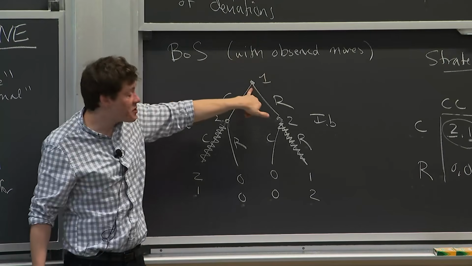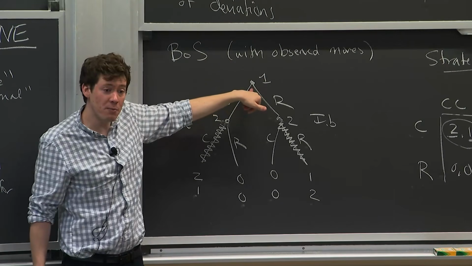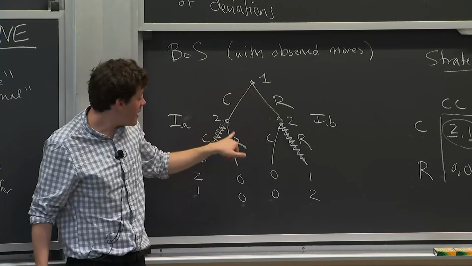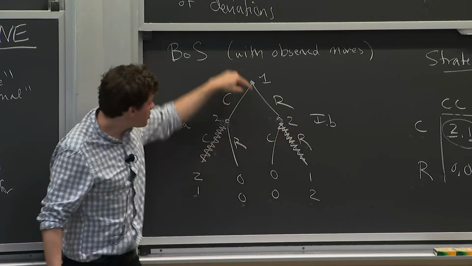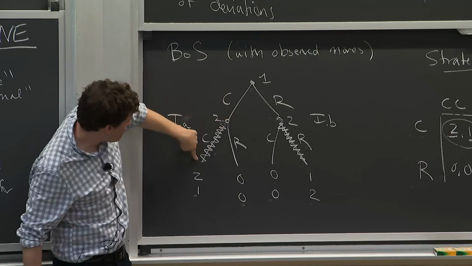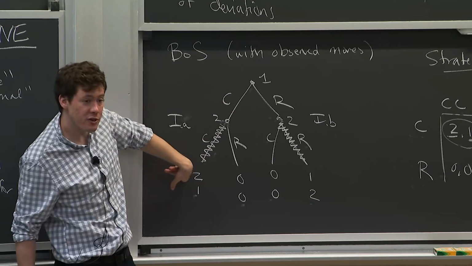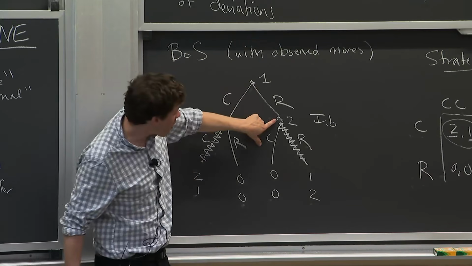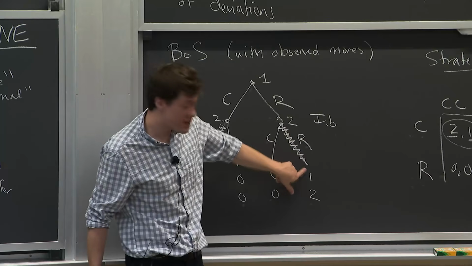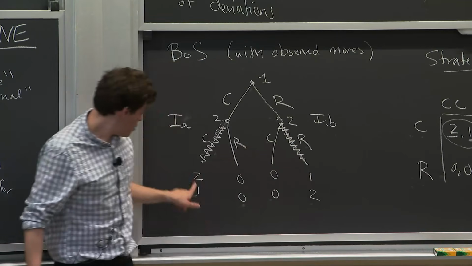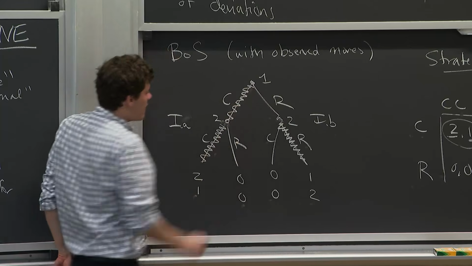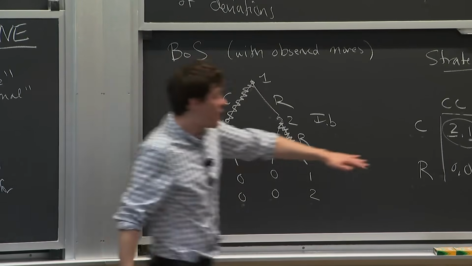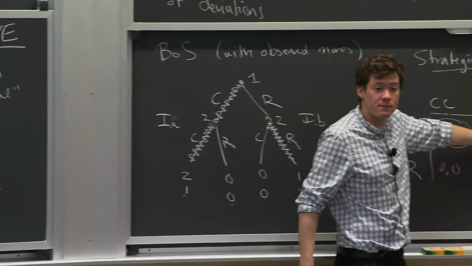And now we can say, well, suppose I'm player 1, and I'm choosing how to play. I'm anticipating how player 2 is going to play at each of these contingencies. So if I choose C, I anticipate we'll go down here, and I'll get a payoff of 2. And if I choose R, I anticipate player 2 will do this, and I'll get a payoff of 1. 2 is higher than 1, so I'll go here. And sure enough, we've exactly identified this special Nash equilibrium.